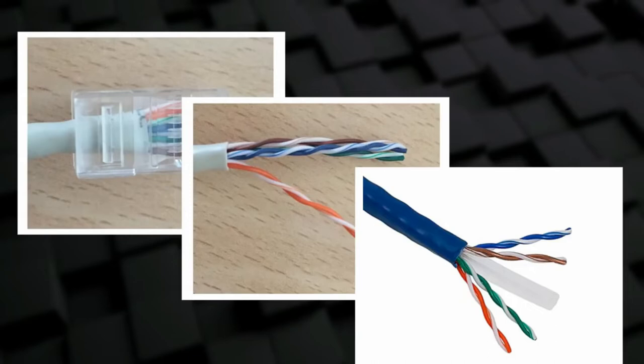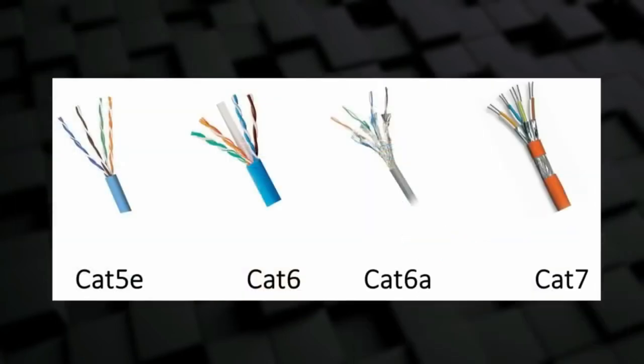Now, I said that you will probably have four pairs. There wasn't always four pairs, though. Older Ethernet standards, such as 10BASE-T and 100BASE-T, only needed two pairs. But to achieve 1 gig and 10 gig speeds, all four pairs are needed. Not only are there different Ethernet standards, but the cable itself has different standards. You will hear of terms like Category 6, or simply Cat 6. The category defines things like the number of pairs in the cable, the thickness of the wire, and how tightly they're twisted.